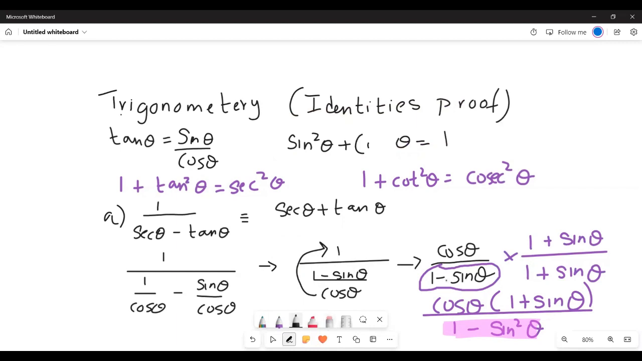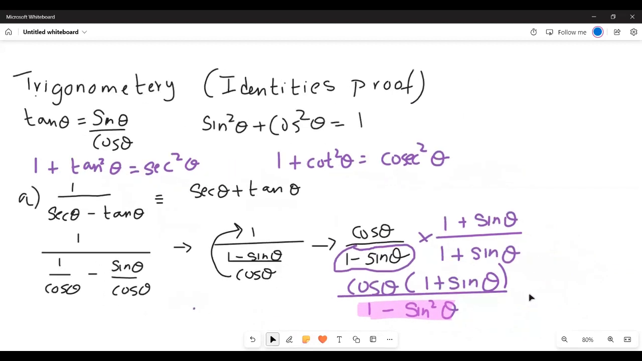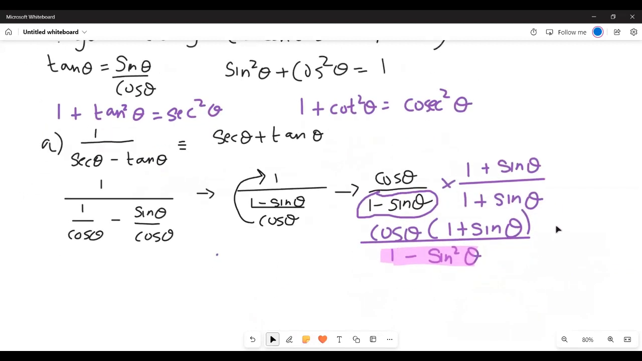sine square theta plus cos square theta equals 1. So that means when sine goes to the other side, it becomes 1 minus sine square theta. So 1 minus sine square theta is actually equal to cos square theta. So we get cos square theta in the denominator.